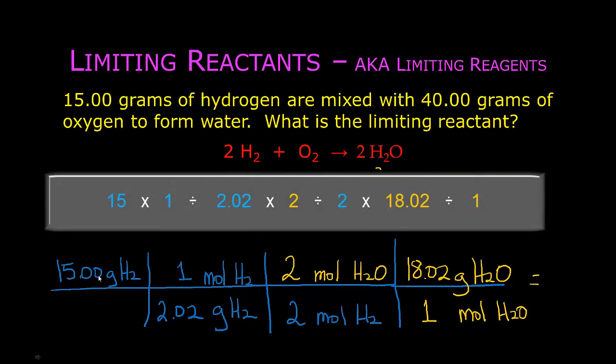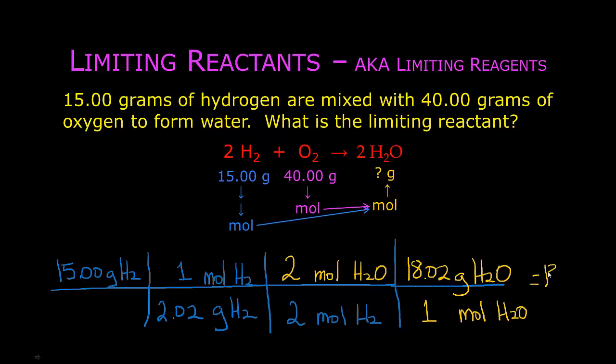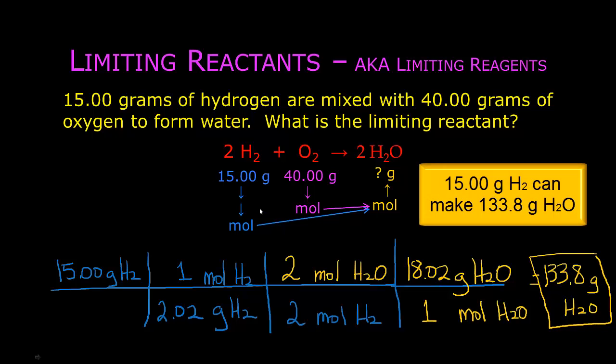Now I'm going to take 15 divided by 2.02, times 2 divided by 2, times 18.02, and I am going to get 133.8 grams of water. That is how much 15 grams of hydrogen can make. We're not done yet. We need to find out how much 40 grams of oxygen can make of water.